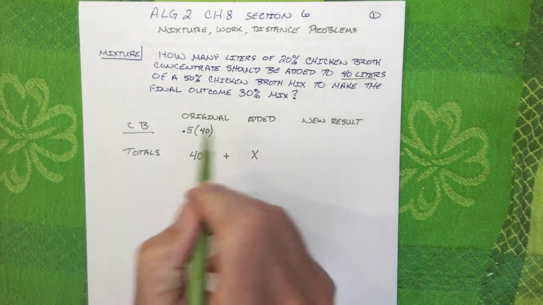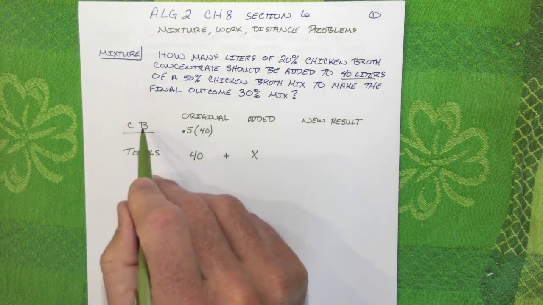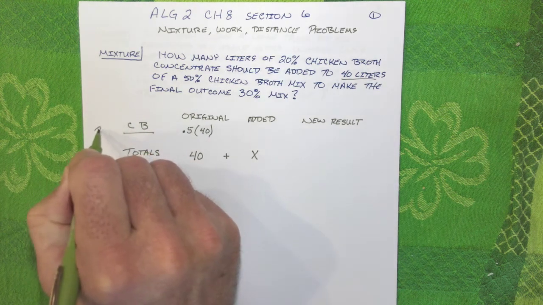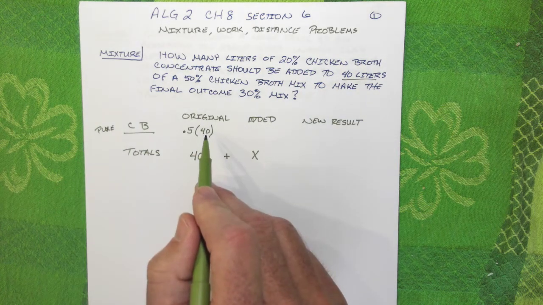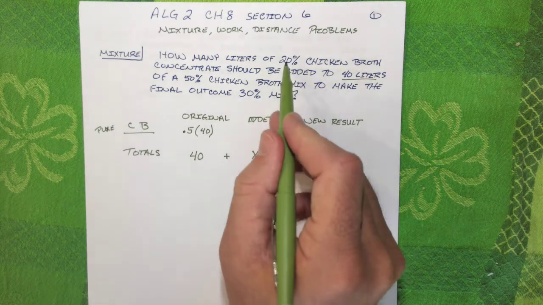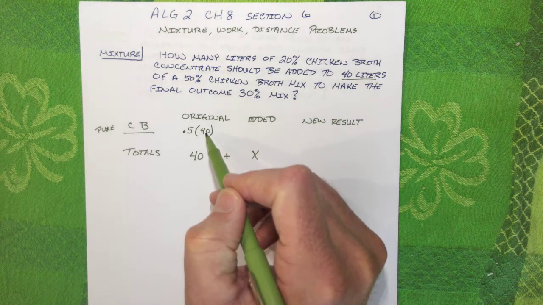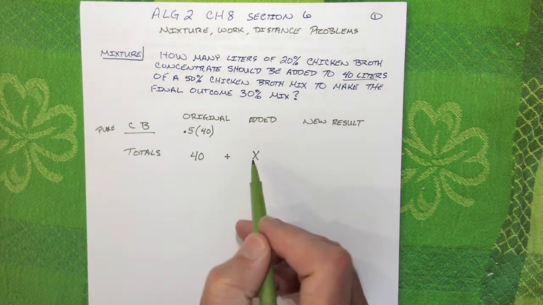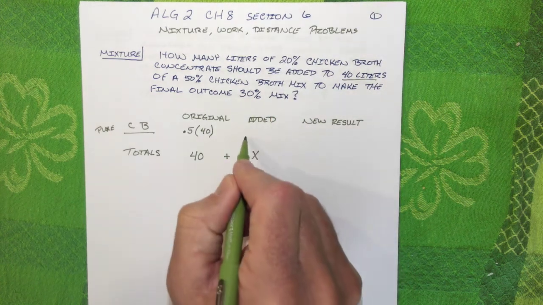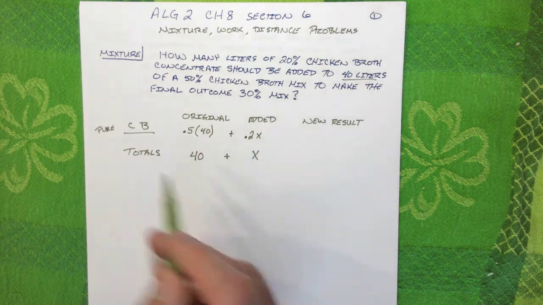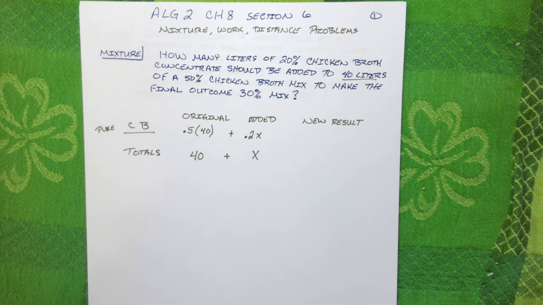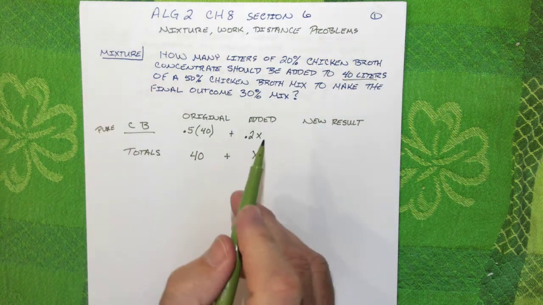Okay? So this was our original amount of chicken broth. Pure chicken broth. Maybe I should put that in there. We added some to that too, right? Well, how much chicken broth was added to the chicken broth? 20% of whatever we're pouring in there. So 0.2X. So again, look what's going on before you sit there and say, oh, I'm confused, I can't do this. Stop.